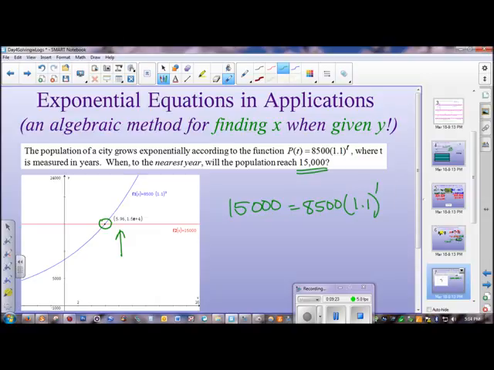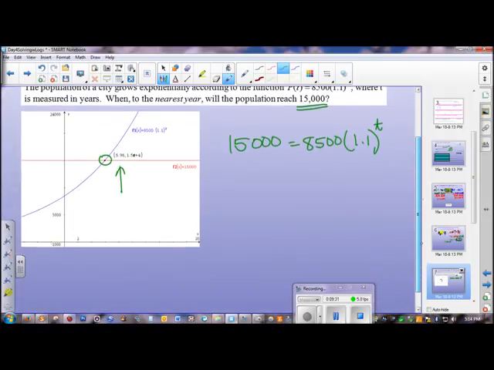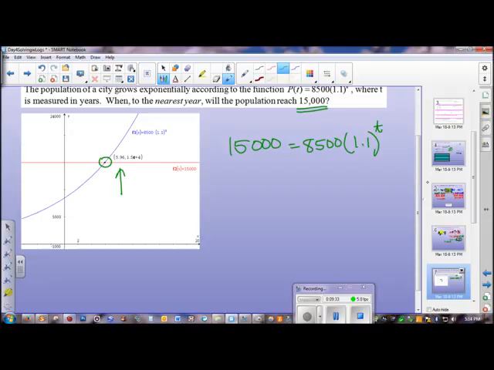1.1 to the t power, and now we can use what we know about logs to be able to solve for t, and it's fairly quick, and I think most of you would agree that it's a simpler solution than a graphic solution. There's actually less work to do here. Again, I want to start out by getting rid of that 8,500 just to make my life easier.